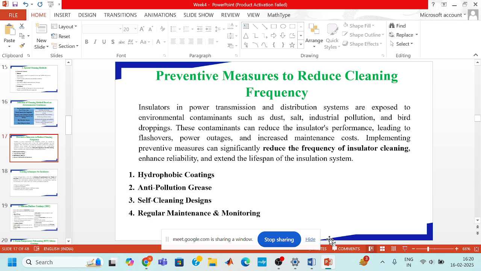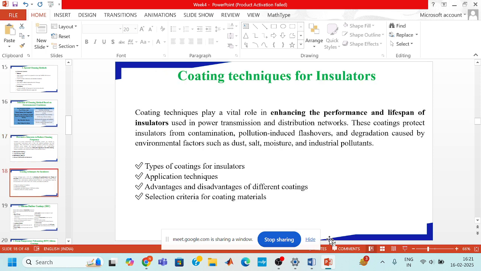So there are some preventive measures, like we can use hydrophobic coatings, anti-pollution grease, or self-cleaning designs, and regular maintenance and monitoring. These things will be discussed in the next slides. So now we discuss the coating techniques for insulators.